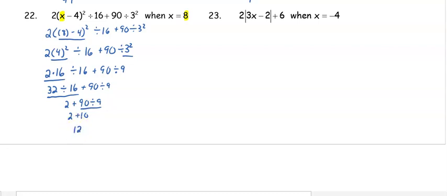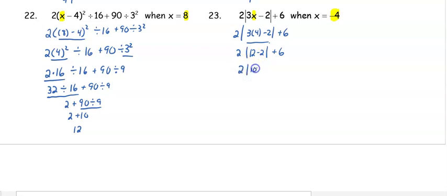Our last problem, 23, we have 2 times the absolute value of 3x minus 2 plus 6 when x is -4. So we're going to put -4 in place of x. So we have 2 times the absolute value of 3 times 4 minus 2. Close the absolute value plus 6. So if I do this whole absolute value, 3 times 4 is 12. So 12 minus 2, the absolute value, we have 2 out front plus 6. The 12 minus 2 is 10.